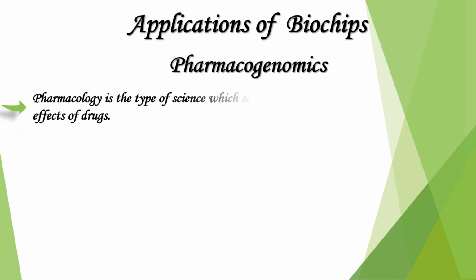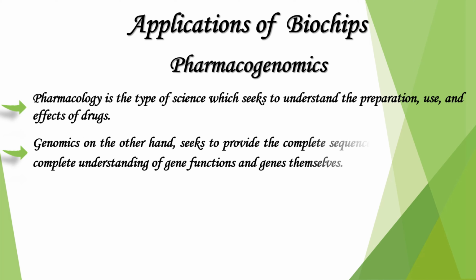Pharmacology is the type of science which seeks to understand the preparation, use, and effects of drugs. Genomics, on the other hand, seeks to provide the complete sequence of genomes, and a complete understanding of gene functions and genes themselves.